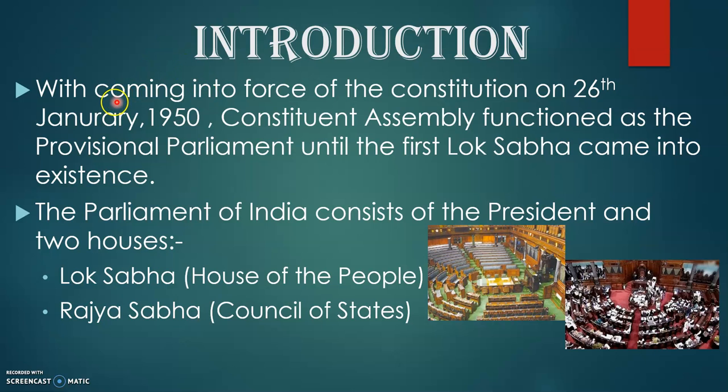With the coming into force of the Constitution on 26 January 1950, the Constituent Assembly functioned as the provisional parliament until the first Lok Sabha came into existence. The Parliament of India consists of the President and two houses, Lok Sabha, that is House of the People, and Rajya Sabha, that is Council of States.